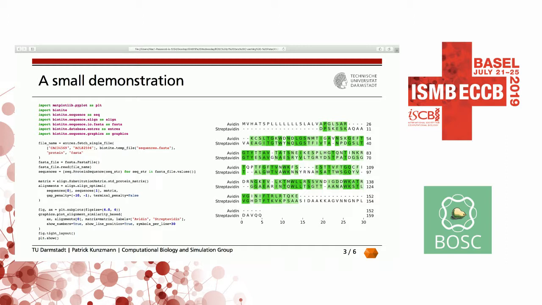Here's a small demonstration of such a workflow. In this case, we want to align 2 protein sequences of avidin and streptavidin, and for this we download the 2 sequences as FASTA files from the NCBI database. We load the sequences from the FASTA files, align them, and finally this block is for plotting this alignment with the help of matplotlib.